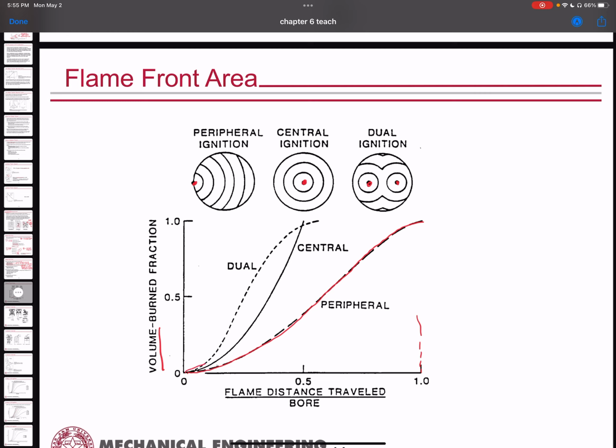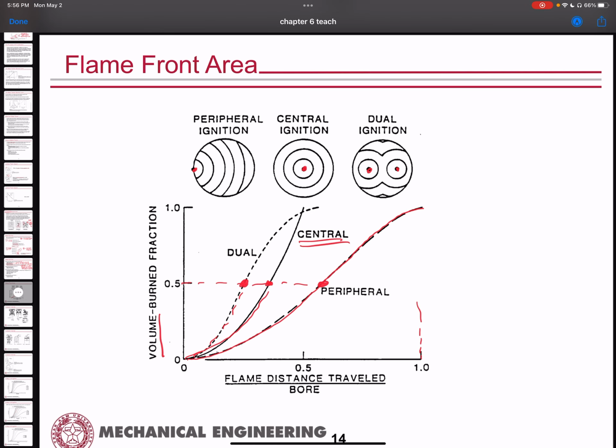Whereas if you have a central mounted plug, you're essentially able to reach a much faster burn fraction than if you had a side mounted plug. And then that accelerates even more, of course, if you have a dual mounted plug where you're able to reach 50% mass fraction burn sooner than even in the central mounted plug. And so, again, all of these are affecting your flame front area, right? These are all increasing your flame front area, where the flame front area of the peripheral ignition is less than the flame front area of the central ignition, which is less than the flame front area of the dual ignition situation.